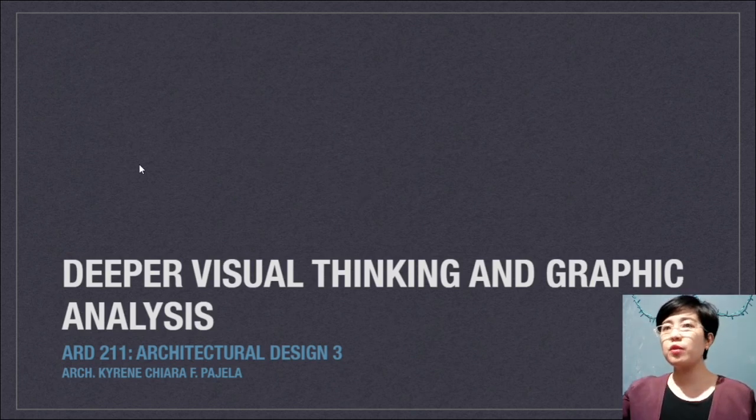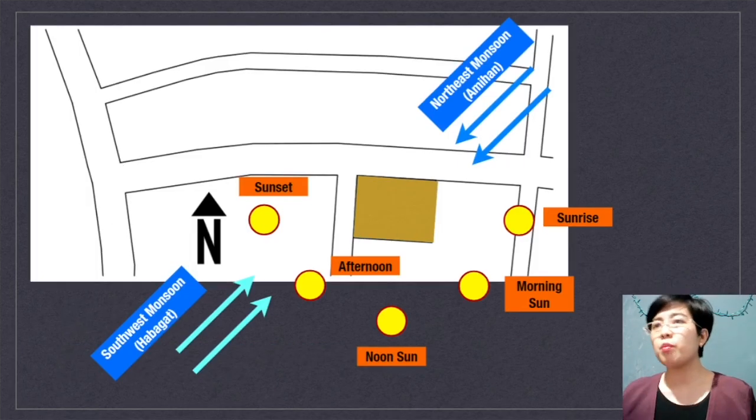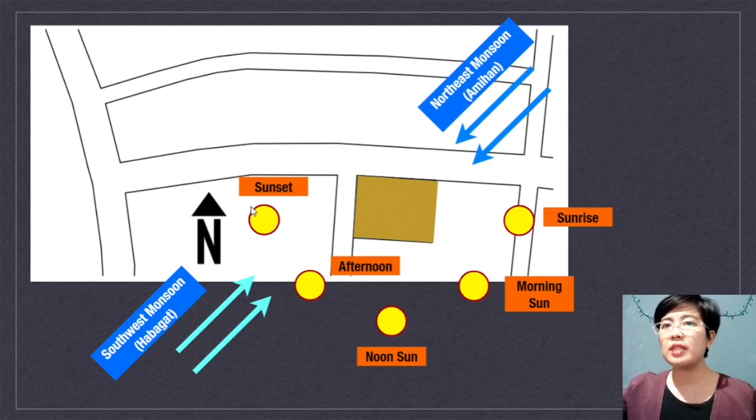First, let's review the site analysis. We have this simple diagram here which shows our site, the orientation of the site, where the north points to, and the sun path here from the east, the sunrise, going to the west where the sun sets. And we also have constants like the northeast monsoon or the amihan and the southwest monsoon. So this is pretty much how you are going to draw it on paper or present it.